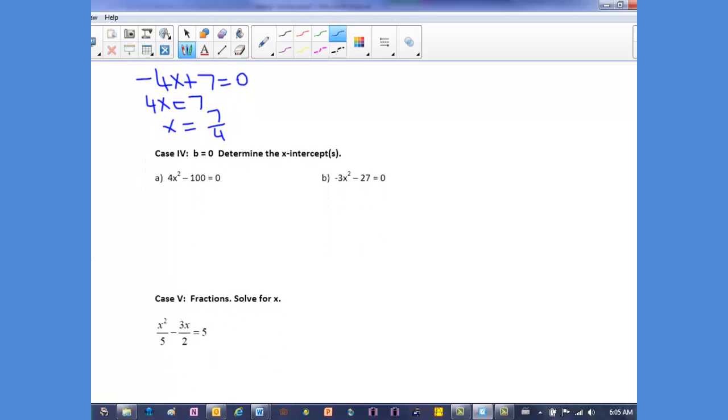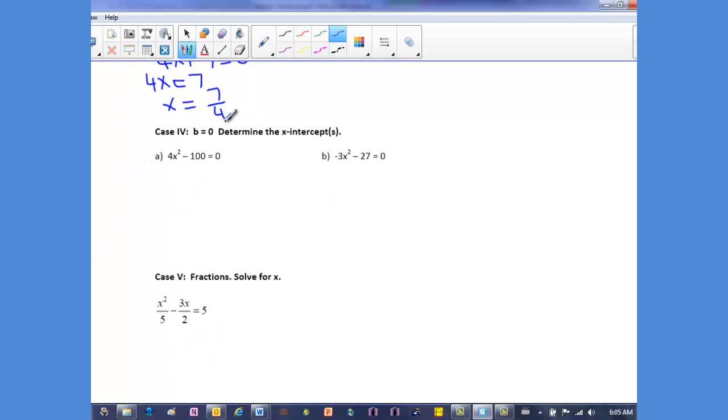Let's look at case 4, when b equals 0. We do not have a middle term. Well, in this case, it's actually one of the simplest cases of solving quadratic equations because we have only one x term. And what we want to do is isolate the x squared term from all the other terms in the equation. So in this case we'll have 4x squared, and we're going to add 100 to both sides to cancel the negative 100 on the left side. So 4x squared equals 100.